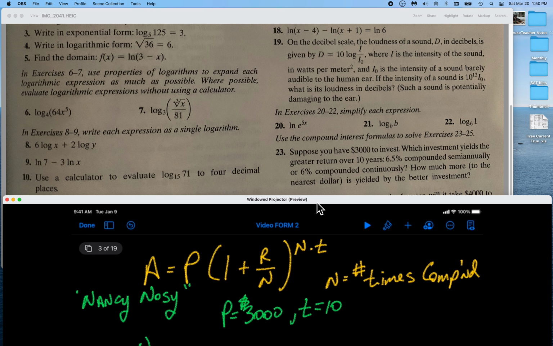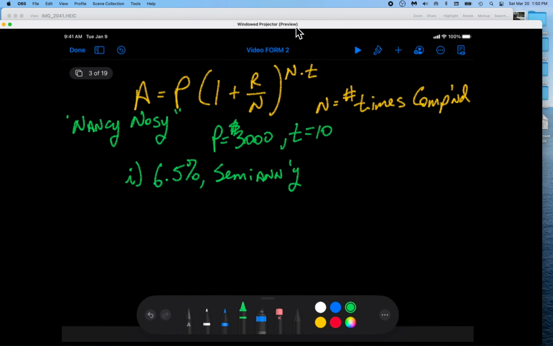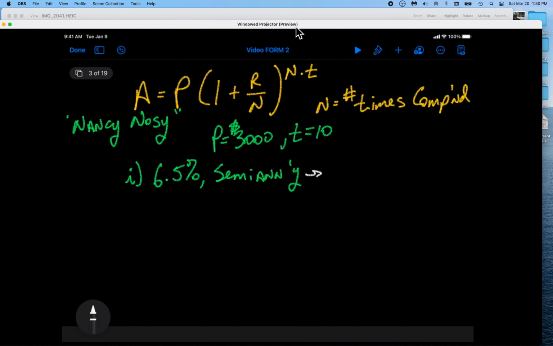I'm going to move my board in a second. We have 6.5% compounded semi-annually. Okay, let's move the board up. Okay, whenever you see semi-annually, n is going to equal 2. We can't work with 6.5%. We have to change that to a decimal.